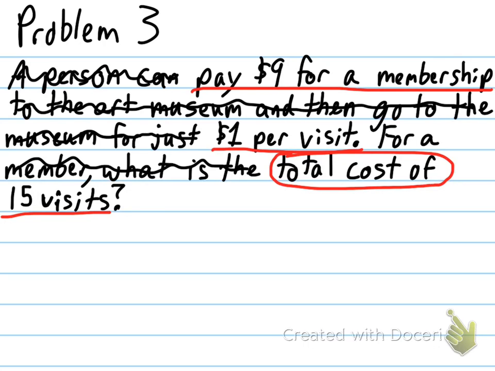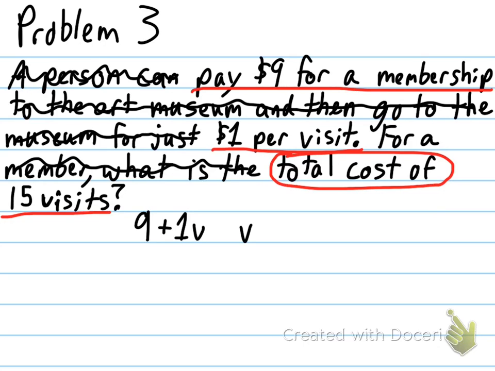This one's interesting because we need to actually think about and put this expression with a variable plus another number. It has a constant. The constant is something that's not going to change. That constant is $9. We know that no matter what, it's going to cost $9 to be a member. Plus, it's going to be $1 for every visit. So we'll call the visit V. So for each visit that we take, it's going to get bigger and bigger.